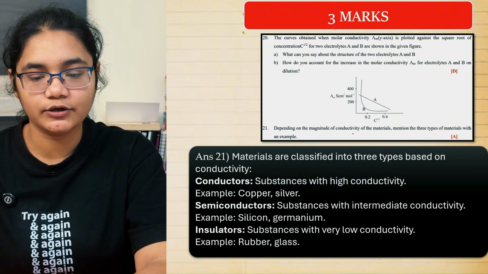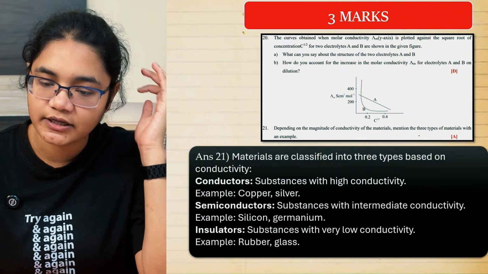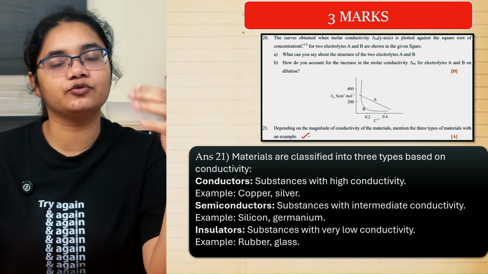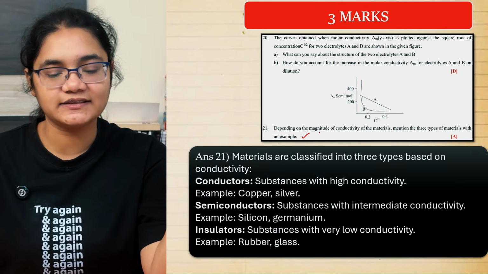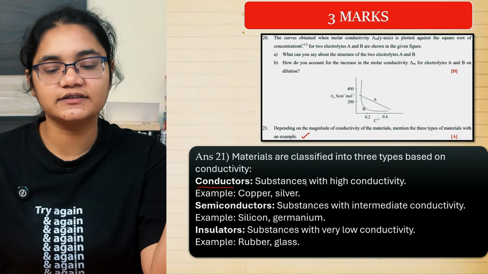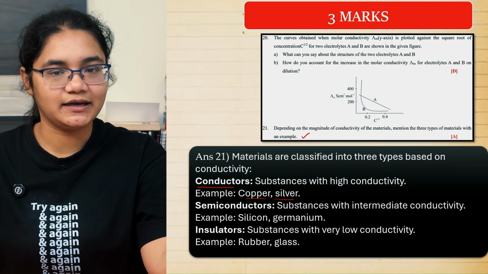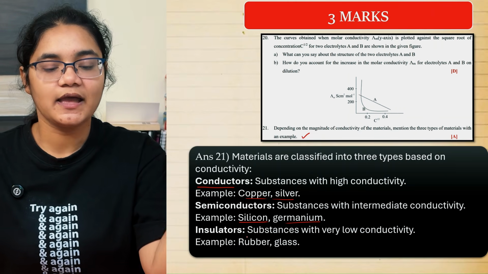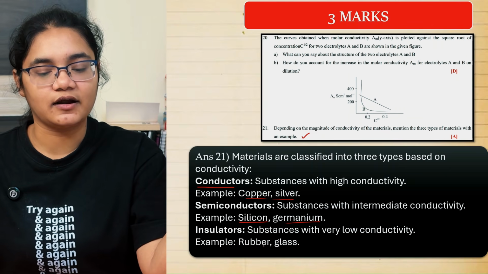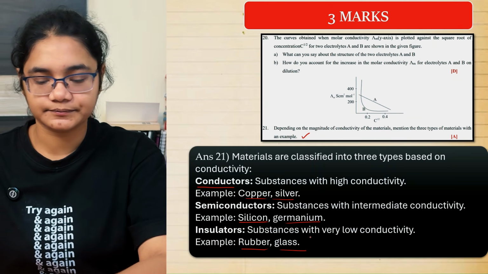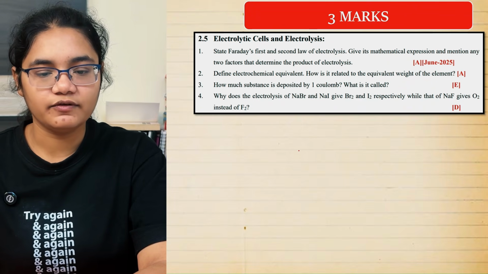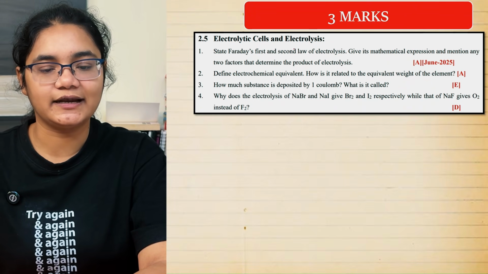Next, depending on the magnitude of conductivity of materials, mention the three types of materials with an example. So we have conductors, semiconductors and insulators. Conductors have higher conductivity, for example copper and silver; semiconductors have intermediate conductivity, silicon and germanium; and insulators have the least conductivity, rubber or glass.